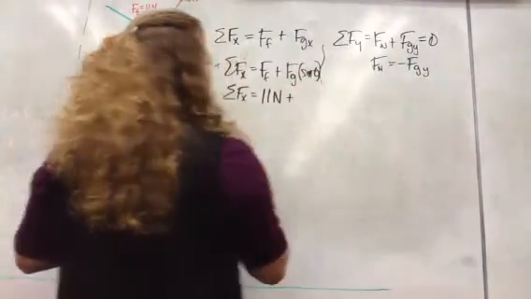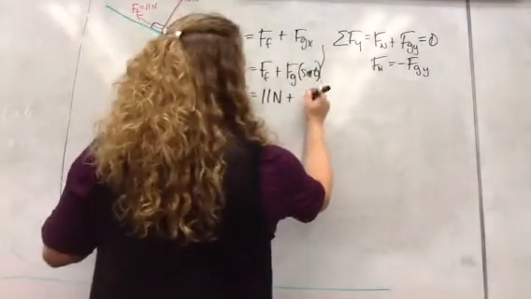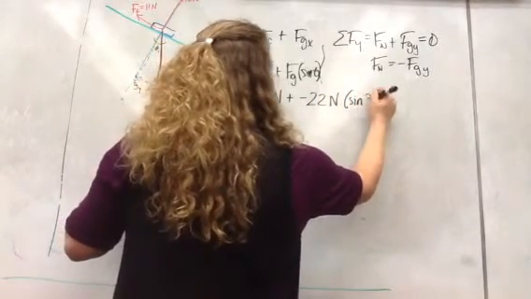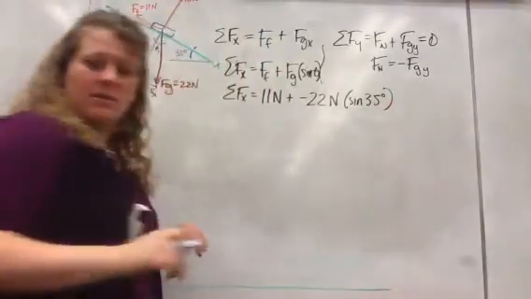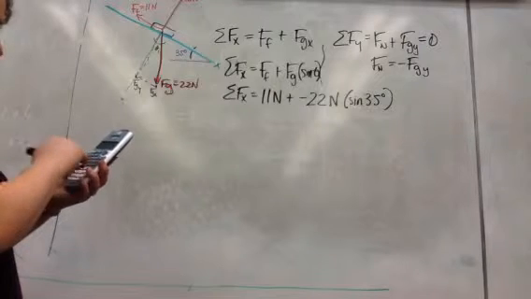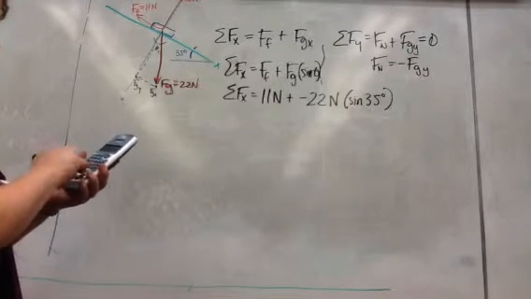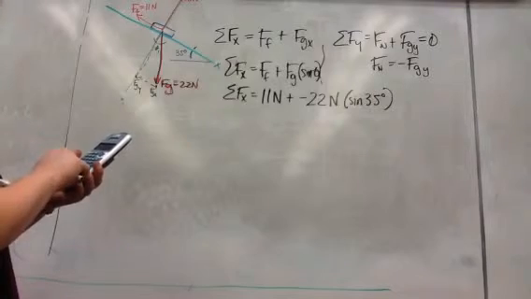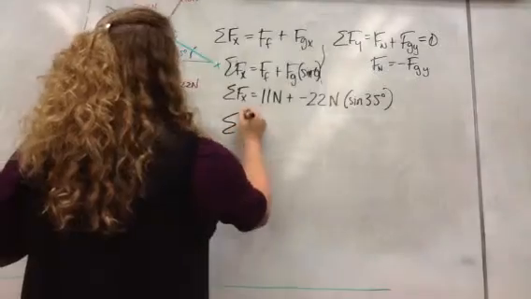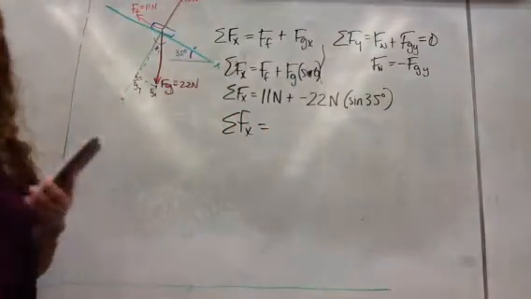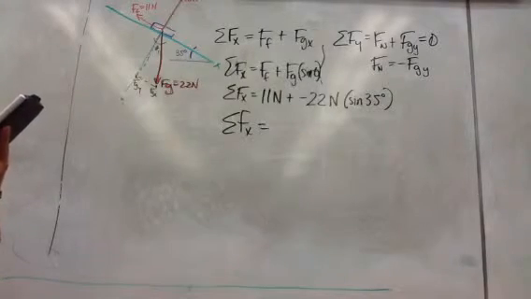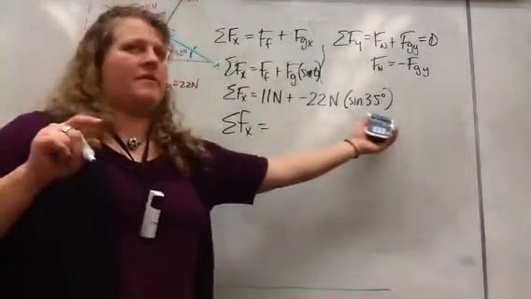So plus, well, what's the force of gravity here? 22 newtons, and we're going to say that that's negative 22 newtons times the sine of 35 degrees. So sum of forces on the x: sine 35 times negative 22 plus 11. Okay. What do you get for sum of forces on the x? Negative 12.618681. That's what I get for this part of that.